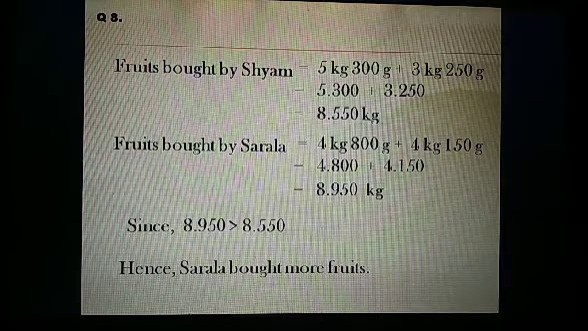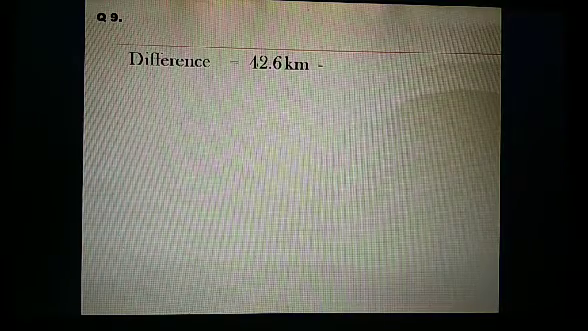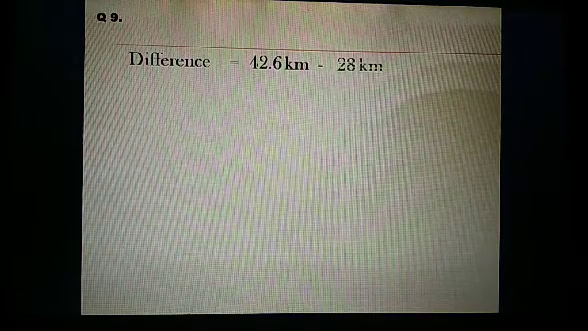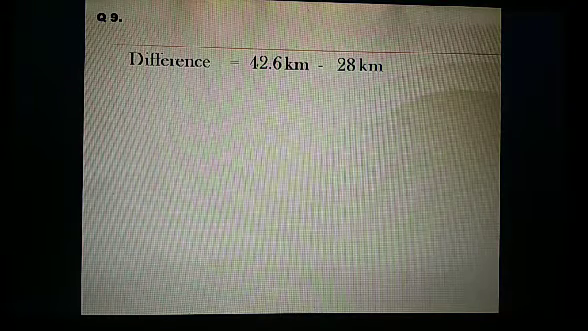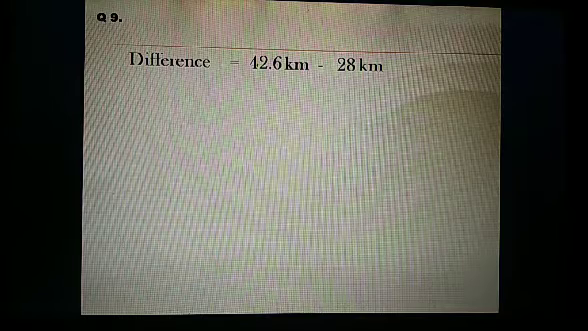Your next question is, how much less is 28 kilometer than 42.6 kilometer? So comparing the whole part, yes, 42.6 is greater. We have to find the difference. First write 42.6 kilometer and then 28 kilometer. First number is a decimal number and the second one is a whole number.